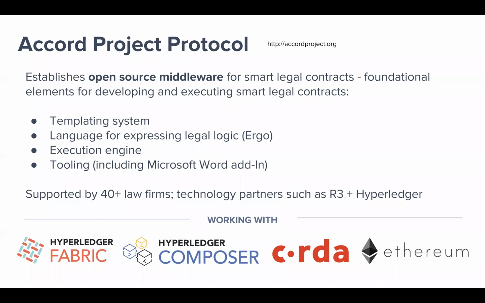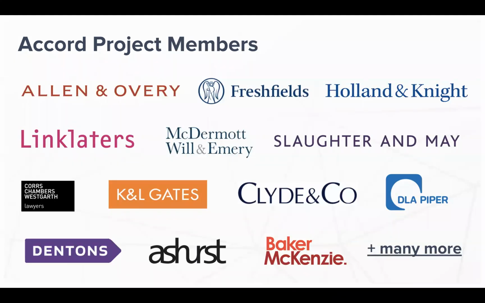Dan will touch upon a Microsoft Word add-in later in the webinar. So, as I mentioned, the idea behind the project is that it's collaborative with a variety of other organizations, some technology providers, as Dan mentioned earlier, Hyperledger Fabric, Hyperledger Composer, Ethereum, and Corda. We work with a variety of standards organizations as well, so the IEEE, the International Organization for Standardization, and a variety of law firm partners, some of which are displayed on your screen. There are currently 40 law firms involved, and many more signing up on a daily basis.